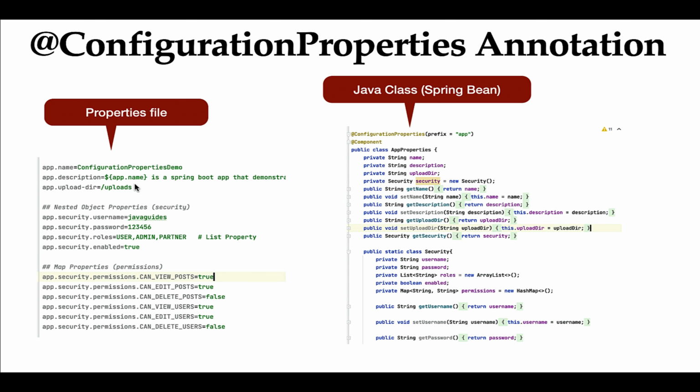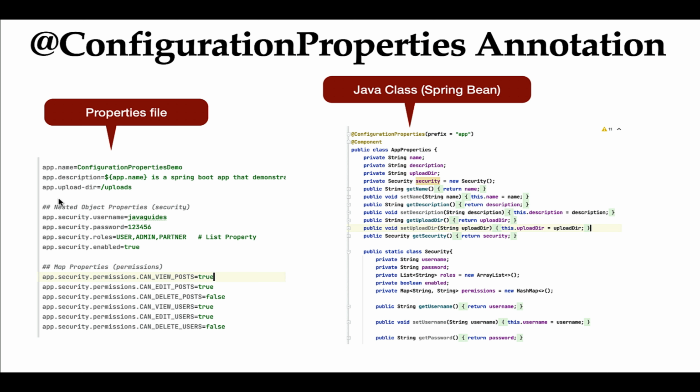For example, look at the code snippets here. Here we have a properties file and here we have a Java class. This Java class is annotated with the @Component annotation, so we can call this class a Spring Bean. Next, in order to directly bind this properties file content to this Java class's fields, we can use the @ConfigurationProperties annotation. For example, you can notice the properties app.name, app.description, app.upload-directory. So these properties we can directly bind to the Java class fields like name, description and upload directory.